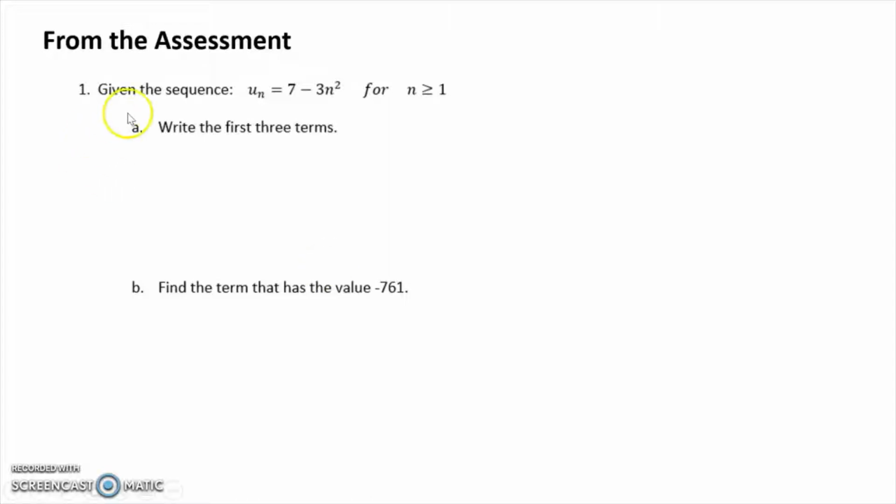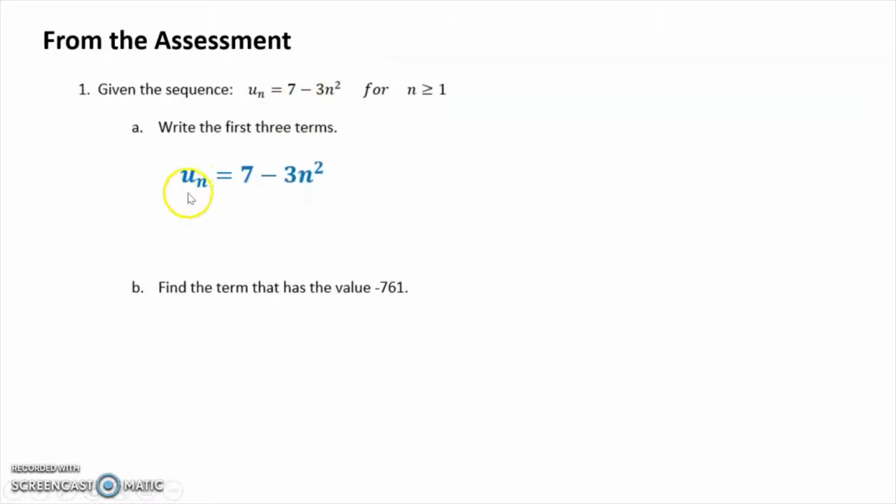Okay, so it says we are given this sequence, given by this rule, for n values greater than or equal to 1. That means we can begin with term 1, term 2, and so on, because it tells us n must be 1 and greater. Okay, write the first three terms. Well, we can simply put n value of 1 into here, n value of 2 into here, and see what we get, because this rule creates our sequence.